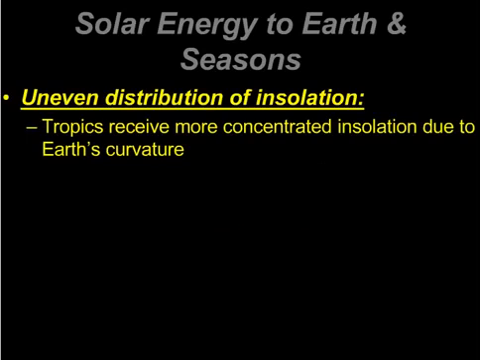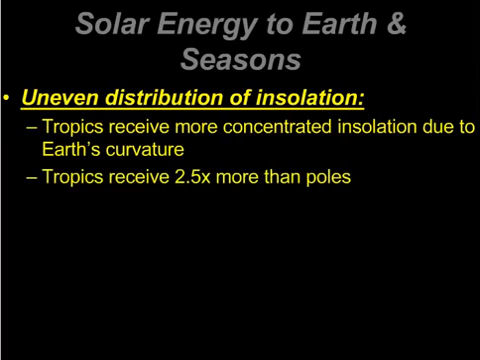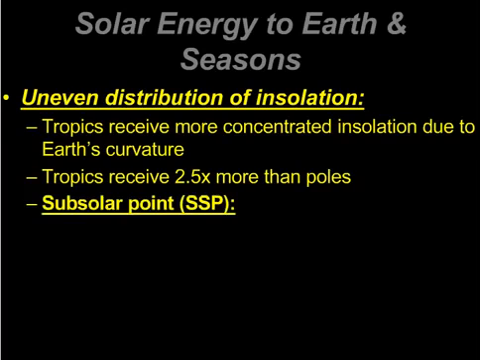Like I said on the previous slide, there's an uneven distribution of insolation on Earth's surface. And so why is that? It's because Earth is curved. Earth is a ball. Earth is a sphere. It is not flat. And so this curvature creates a situation in which the tropics receive 2.5 times more insolation than the poles. Some key terms.